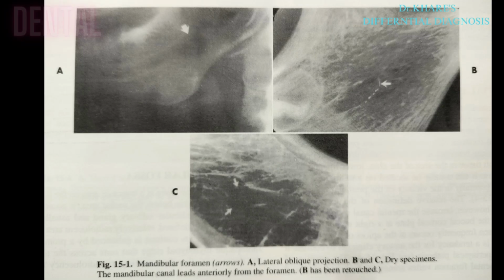These are the radiographs showing mandibular foramen by the arrows. The radiograph A shows the lateral oblique projection, while radiograph B and C are the dry specimen. The mandibular canal leads anteriorly from the foramen.